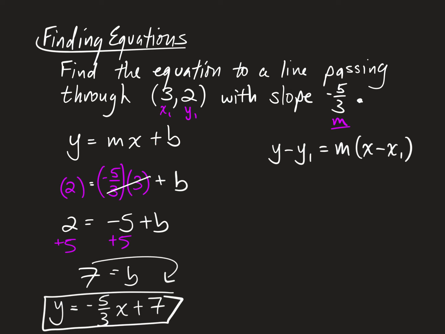So what we can do over here is we can still find the equation of a line, but literally just by substituting numbers in. So I'm going to have a y minus, what is that, 2, right? That's the y sub 1 value in our ordered pair, equals negative 5/3 times x minus, and the x sub 1 value we have is 3.